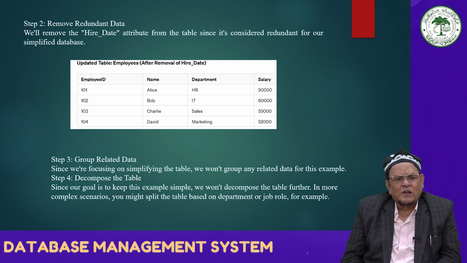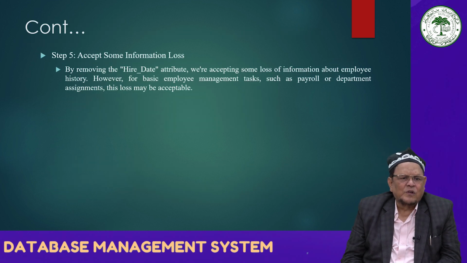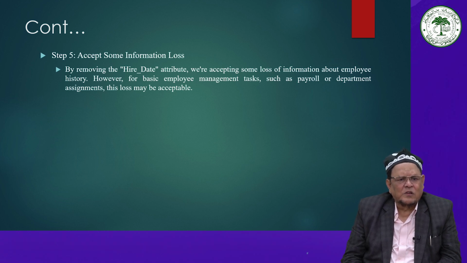So you have to check whether it will satisfy all 3 anomalies. If it will not, you have to decompose otherwise. So the fifth step, some information loss. By removing the hire date attribute, we are accepting some loss of information about employee history. However, for basic employee management tasks such as payroll or department assignment, this loss may be acceptable.